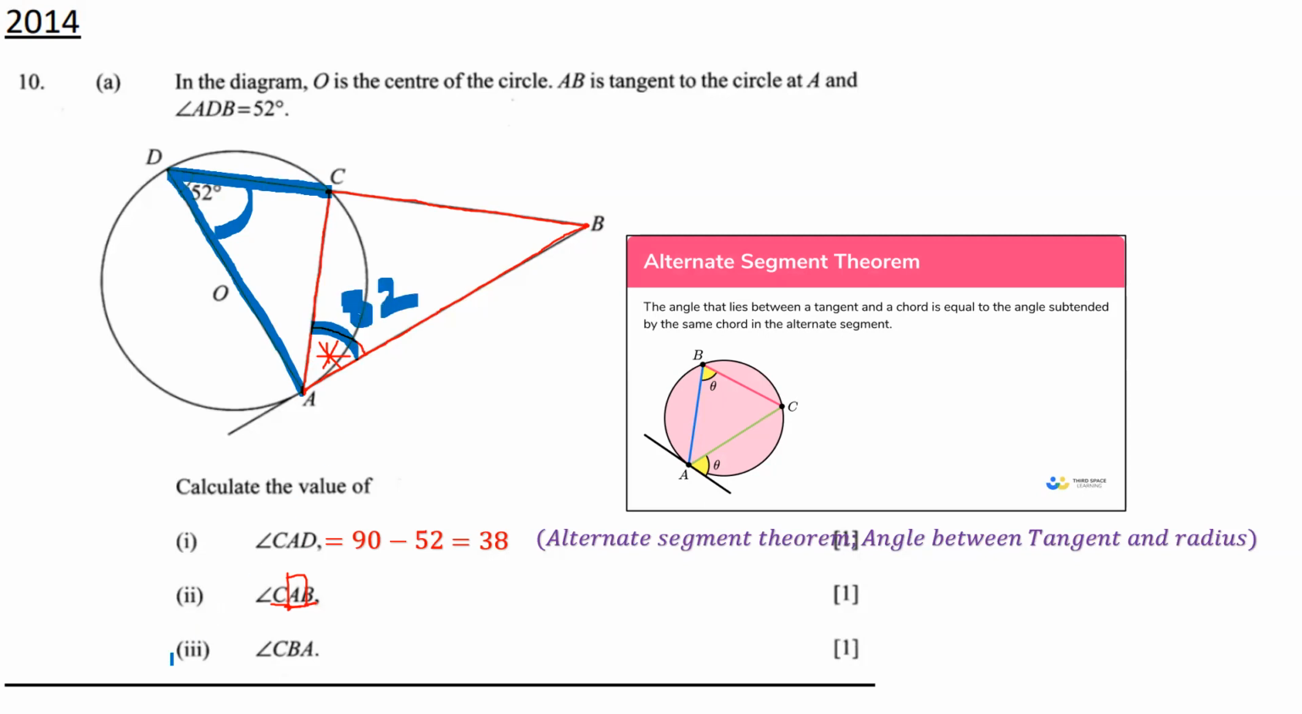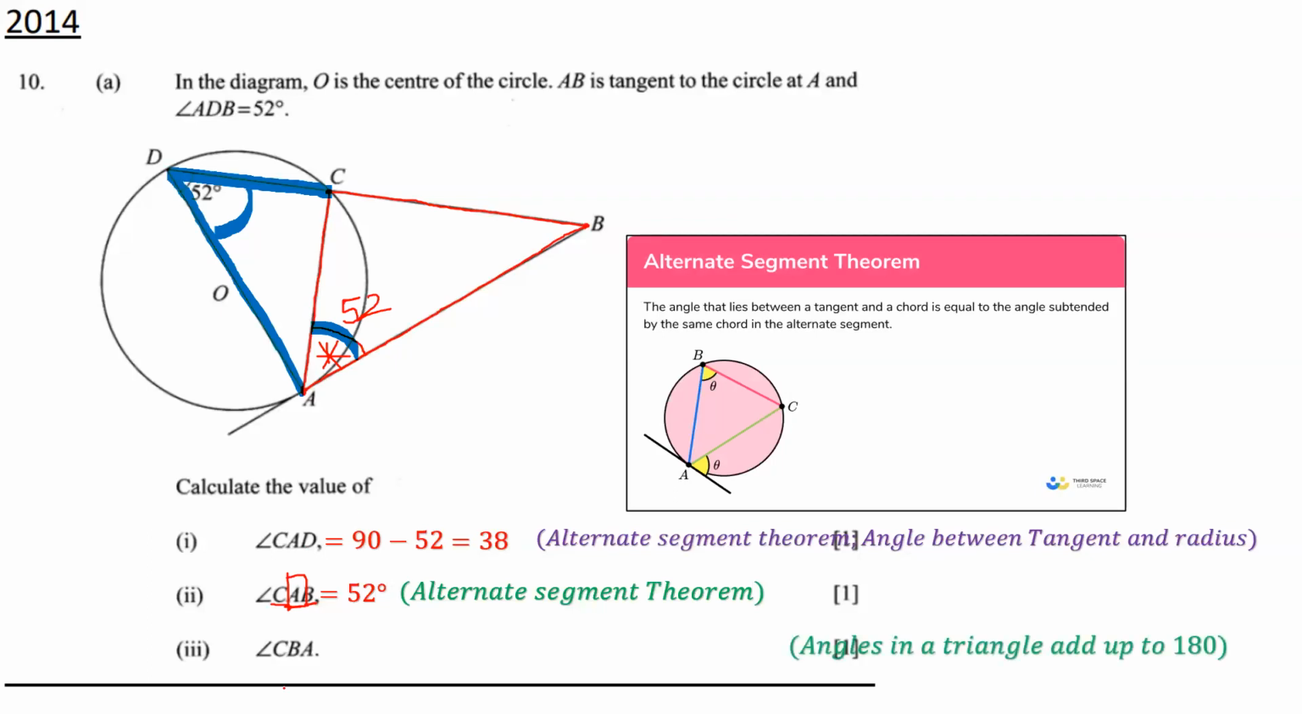Let me erase that and draw a proper 52. 52 degrees. And so the angle there is going to be equal to 52. We know that because of the alternate segment theorem. Okay, now the next question. Let me erase everything. The next question is this one.